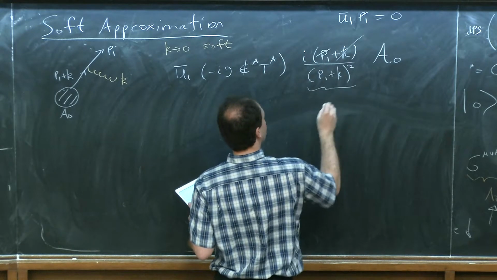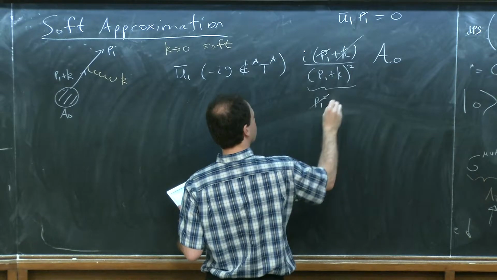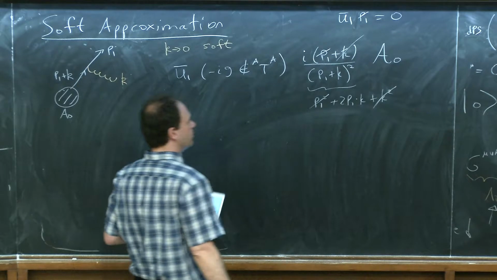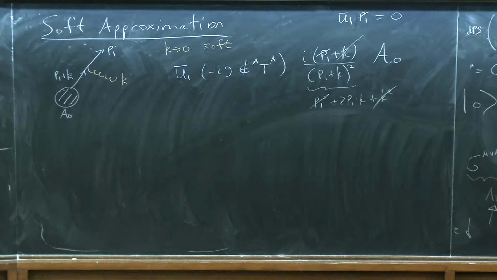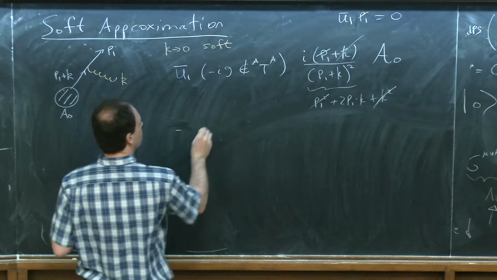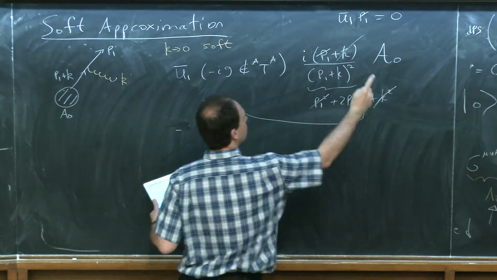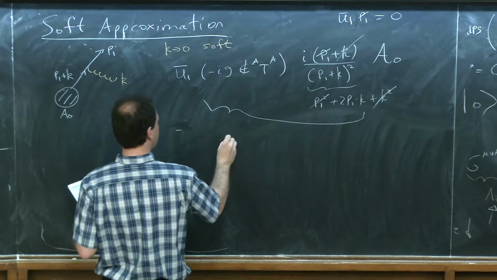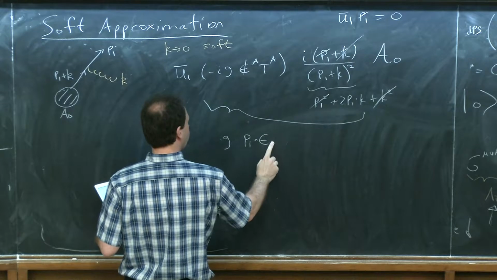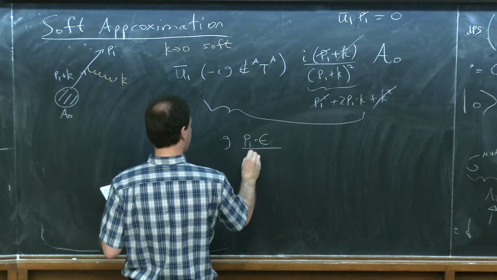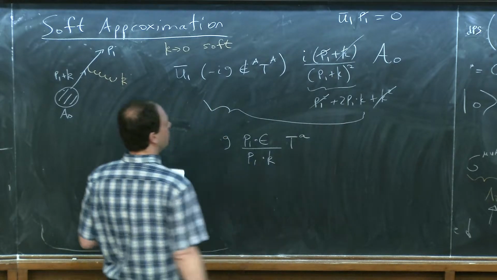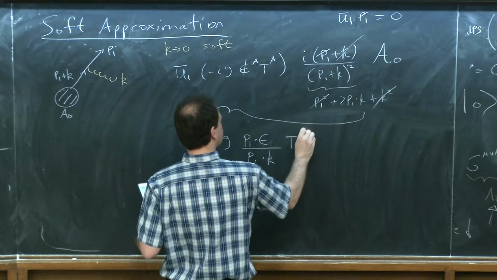And in the denominator, I can write it out. P1 squared is 0. I have 2P1 dot k, and then I have k squared. And k squared is much smaller than 2P1 dot k, so I just keep the 2P1 dot k. And therefore, this factor here that sits between the amplitude and the spinner is just the coupling. In the numerator, I have P dot epsilon. In the denominator, I have P1 dot k. And then there's the color matrix still, of course.